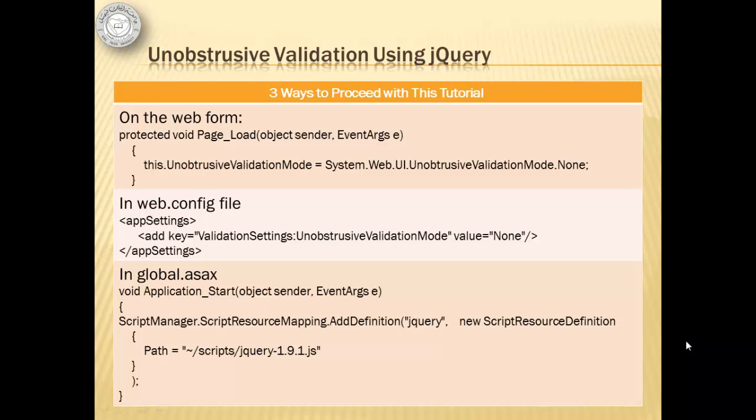ASP.NET 4.5 has made some changes in the way validation is processed by using unobtrusive validation using jQuery. This is to reduce the scripts on the page. There are three ways to proceed with this tutorial. The first two, on the web form and in the web config file, disable this unobtrusive validation. The third one is to register jQuery using the global ASAX file, which actually fools the compiler into thinking that we have this JavaScript already installed in the system. Nevertheless, we will use the third one.